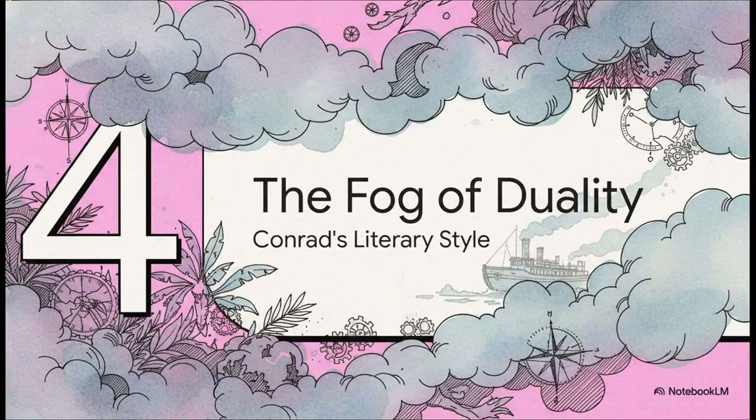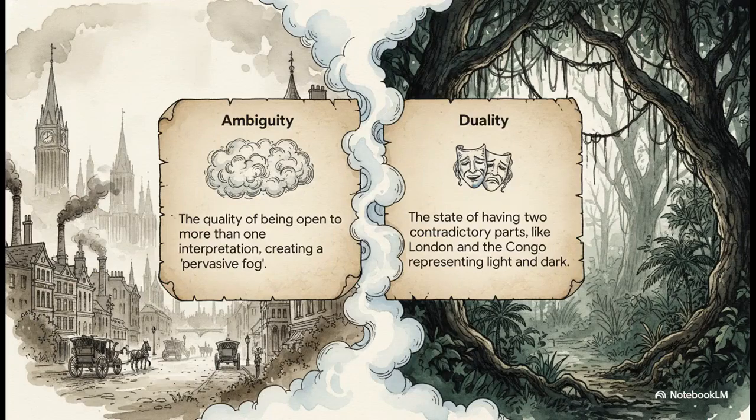Okay, for our last section, let's look at how Conrad actually uses his writing style to create that famous unsettling feeling. Because with this book, it's not just what he says that matters, it's how he says it. Two huge literary tools he uses are ambiguity and duality. Ambiguity is that pervasive fog you feel all through the story, where nothing is ever totally clear and the truth is always just out of reach. And duality is that constant pairing of opposites, light and dark, civilization and savagery. Even those two knitting women who somehow represent both life and death.